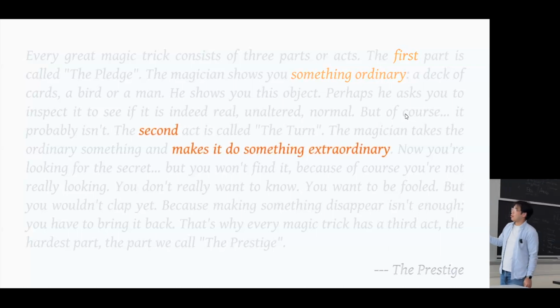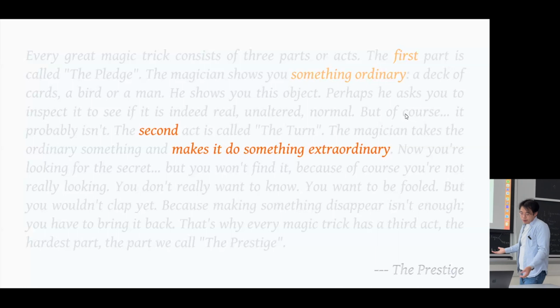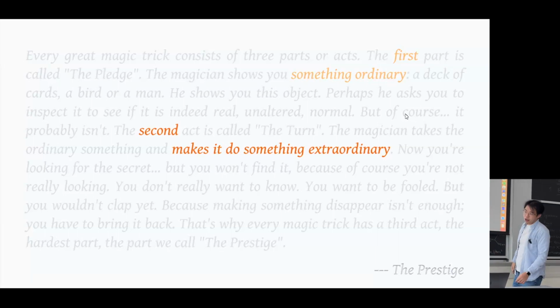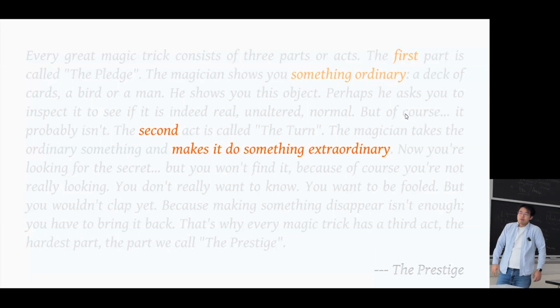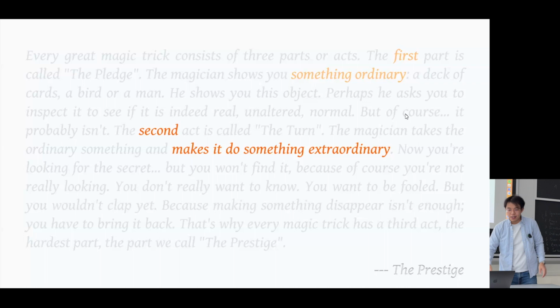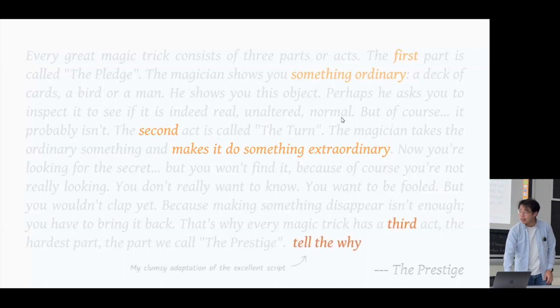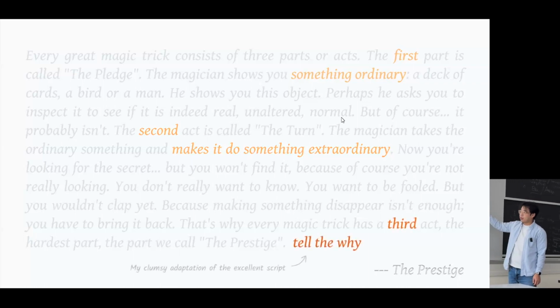And then the second step is trying to make the ordinary thing do something extraordinary, such that it impresses people. And then in a typical magic show, you want to maybe bring something, you want to hide something, you want to throw something away, and then it's okay. But in a magic show, typically when they hide something, they want to bring something back in a very unexpected fashion, right?